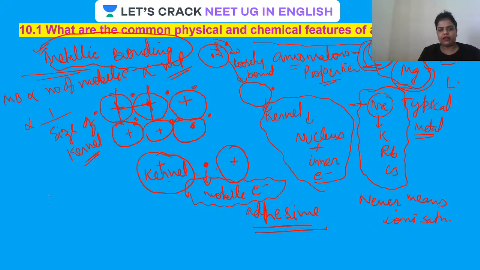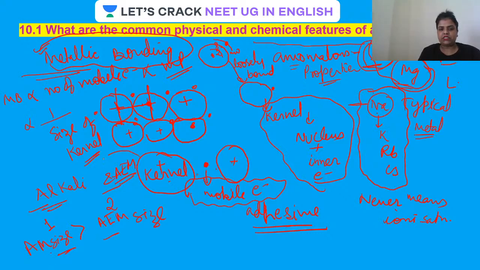If you compare s block metals, the s block consists of alkali and alkaline earth metals. So what happens here, guys? Here there is only one mobile electron, here two mobile electrons. The size of the kernel is bigger in alkali metals in comparison to alkaline earth metals.